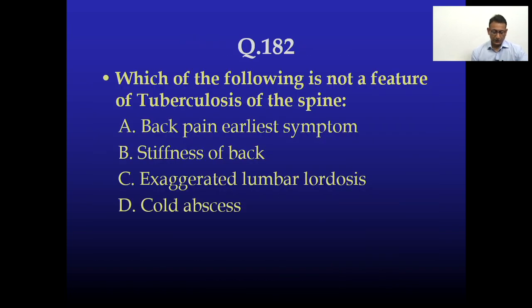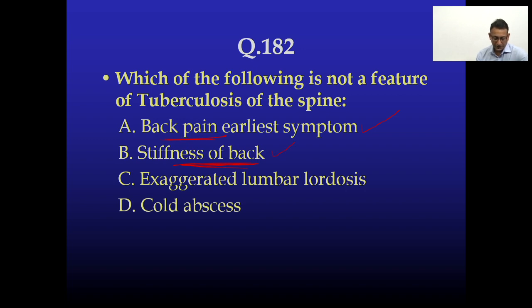So, next question 182, which of the following is not a feature of tuberculosis of the spine? Okay. So, we all know tuberculosis of the spine is usually a paradiscal type. When it happens, it will lead to a lot of inflammation, which will create pain in the back. So, pain in the back is going to be the earliest symptom, and then it will lead to spasm of the muscles and will restrict the movement of the spine because of involvement of the vertebral bodies.